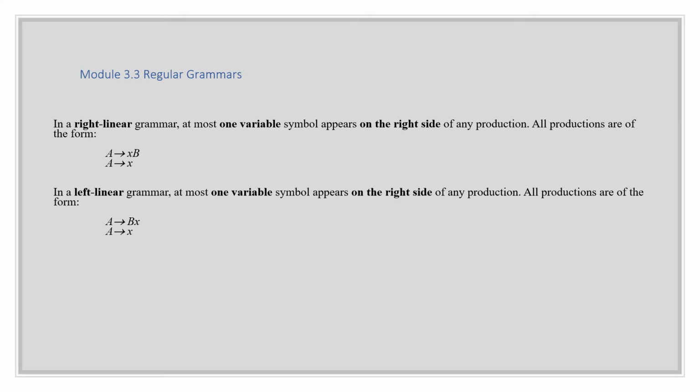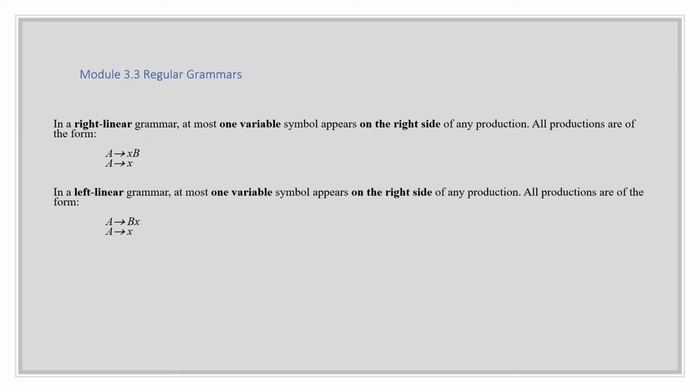In a left linear grammar, on the right-hand side, you will have your single variable, but it will be the leftmost symbol. The top is a right linear grammar, where in the first production we have a terminal symbol x followed by a variable B. In the second example, a left linear grammar, we have on the right-hand side a variable B followed by a terminal symbol x.